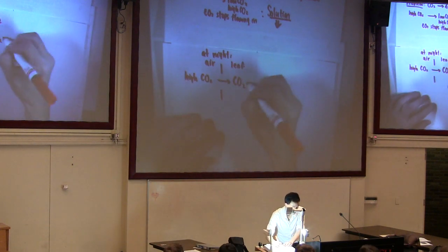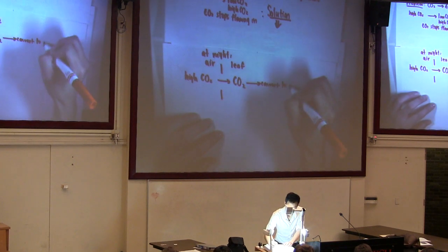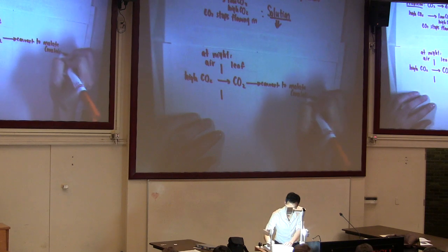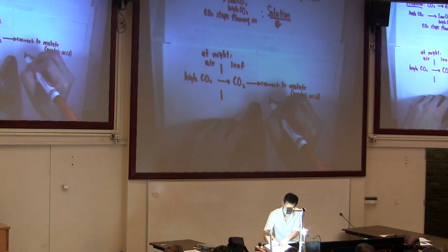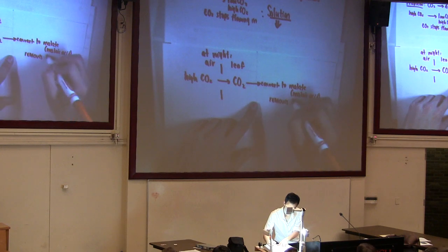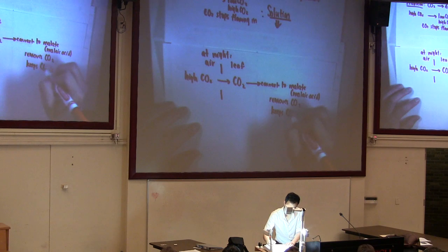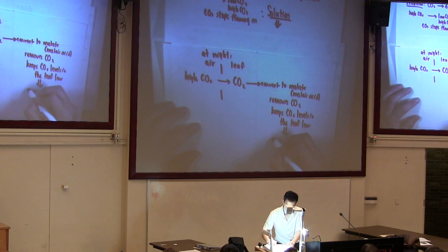Yes, you're going to convert this to malate, right? Or malic acid. Right, so this removes CO2 and keeps CO2 levels in the leaf low. Right, so this allows for the concentration gradient to continue, right?